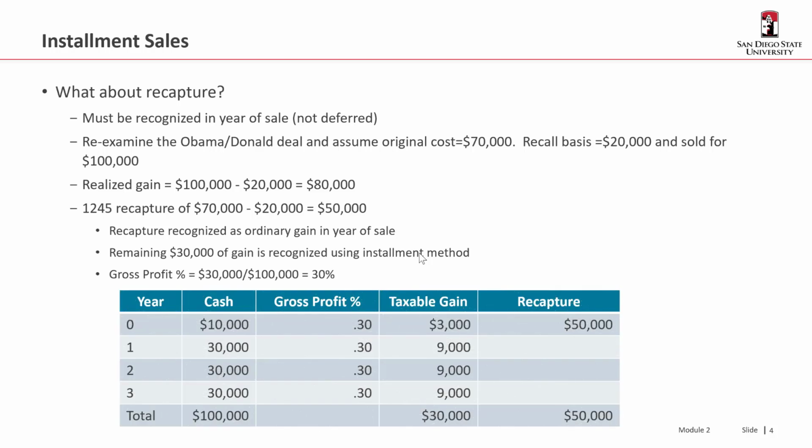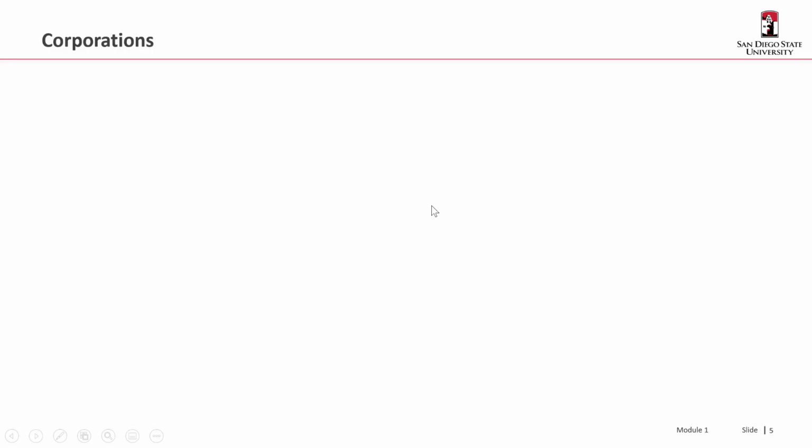And here's what the gain recognized would look like over that 3+ year period where we'd apply the gross profit percent instead. And notice that we're going to recognize still the same 80. It's just 50 of it is going to occur immediately at the time of the sale.